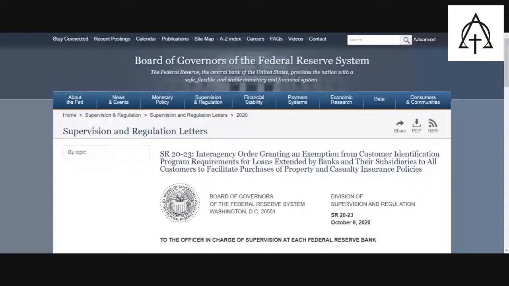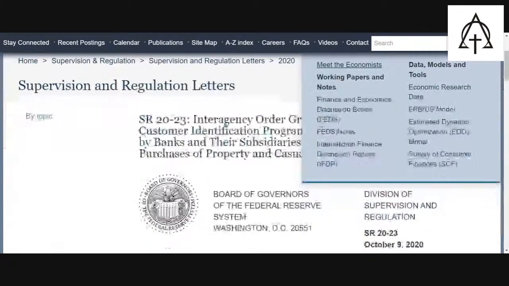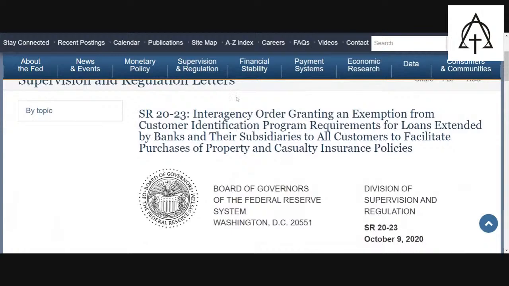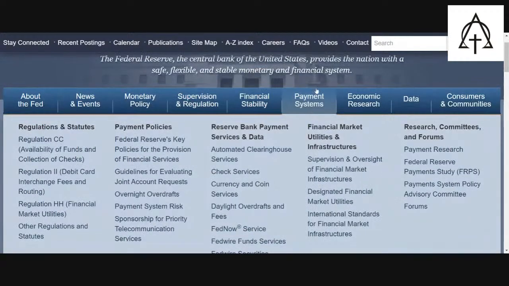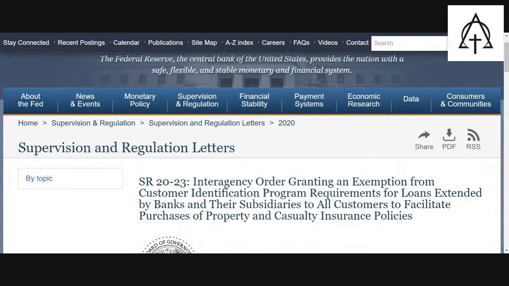Okay. This here, make sure it's up there, make sure we're still going. All right. SR 20-23. This is the supervision and regulation letters of the Federal Reserve, the Central Bank of the United States, which provides the nation with a safe, flexible, and stable monetary and financial system.